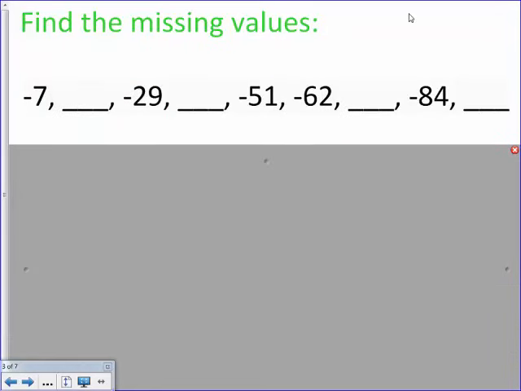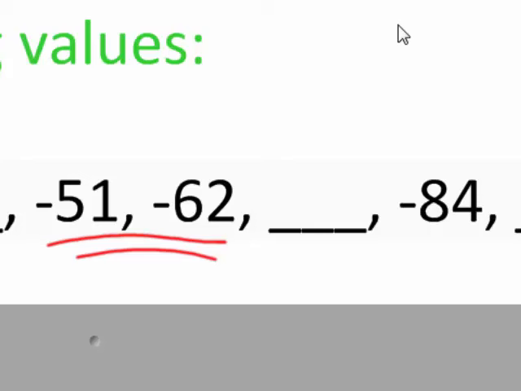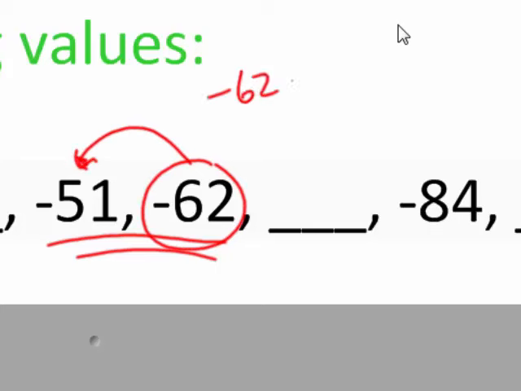All right, let's do another one here. Find the missing value. Oh, we got some negatives. This is going to be a little bit tougher. Okay, do I know any 2 that are by each other? Okay, here's 2 of them. Well, it looks like it's going down a certain amount. So remember, I can grab any term and subtract by the 1 in front of it. So I can go negative 62 minus negative 51.